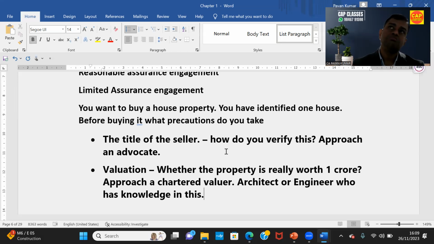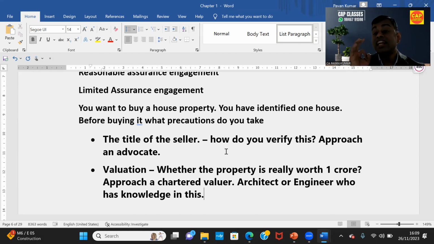And then he will tell you, probably this is 95, 96 lakhs. Then you're okay. Considering the location, I'm ready to pay that 5 lakhs, 10 lakh rupees extra. So since the valuer said it is almost 1 crore, now confidently I can pay 1 crore.